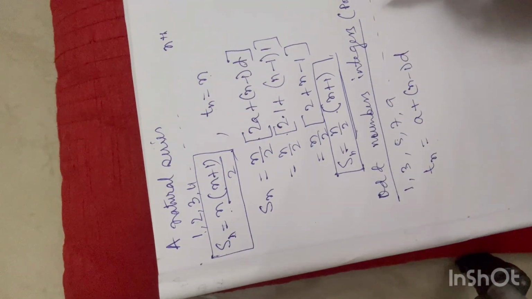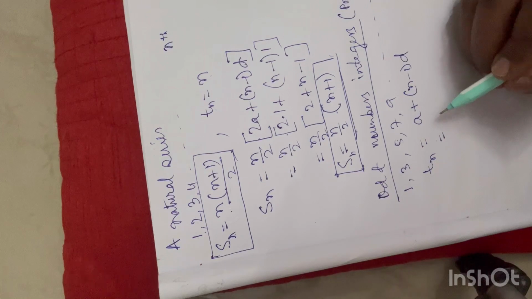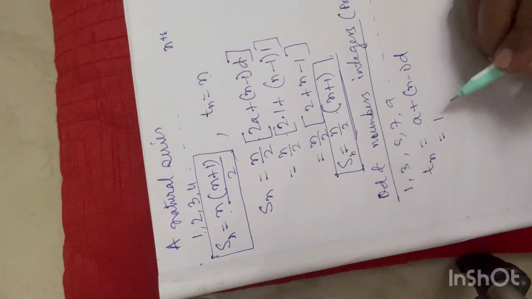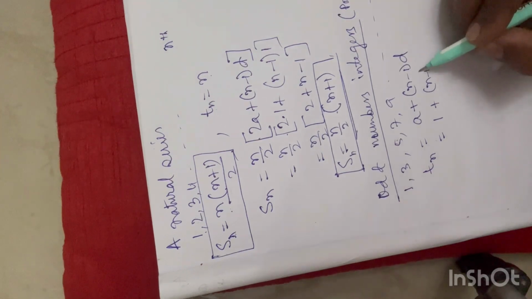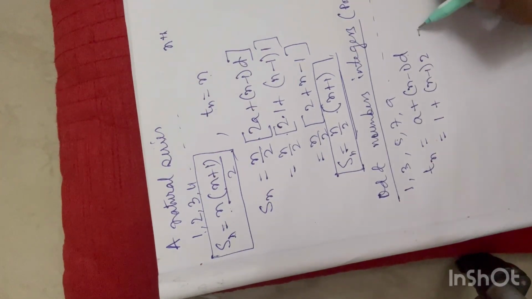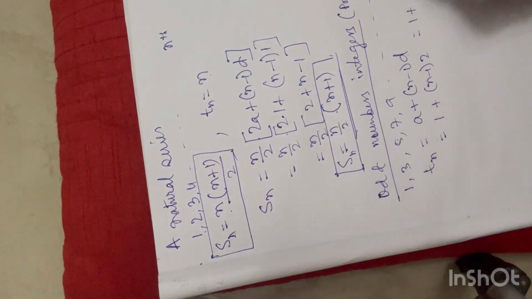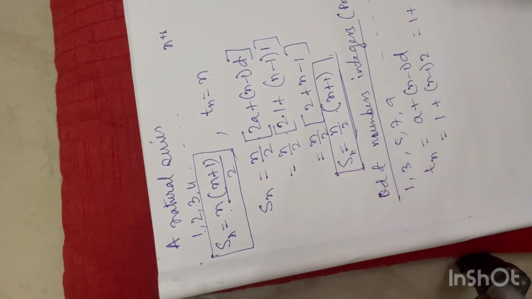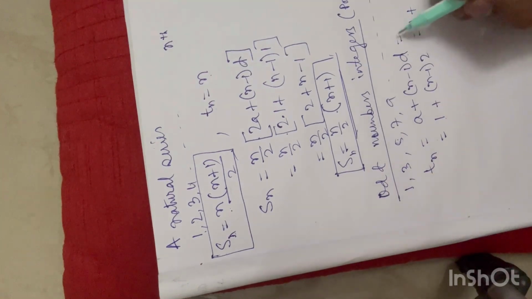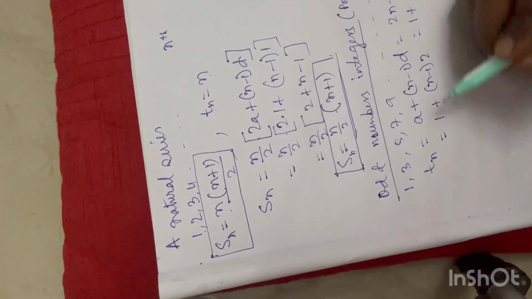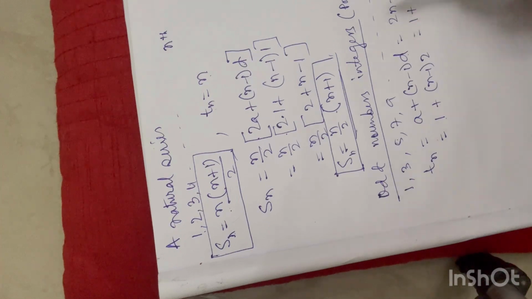So all this having the common difference, this naturally can be taken as an AP series. Now by that, a is taken as 1 because the first term is 1, plus (n minus 1) into d, where d is equal to 2 here. If you simplify this by removing the bracket, you will get 2n minus 1. So this is the nth term for any odd number positive integer series.